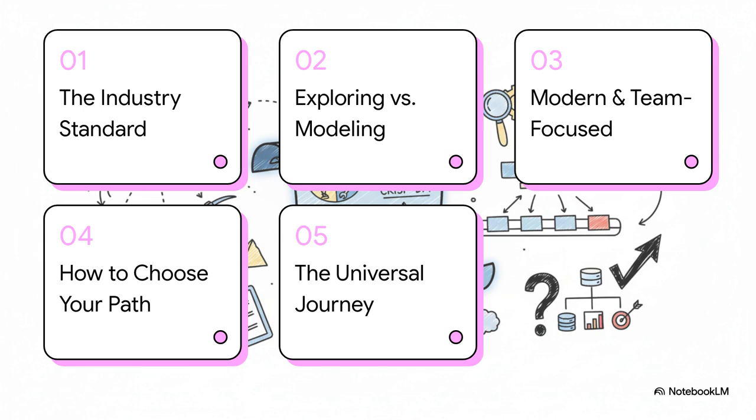Each one of these is like a specialized tool for a very specific job. So here's our game plan. We're going to start with the industry standard, CRISP-DM. Then we'll get into the difference between exploring data versus just modeling it. After that, we'll check out some of the more modern, team-focused approaches. And finally, the most important part, we'll help you figure out how to choose your path and show you how they all connect in the end.